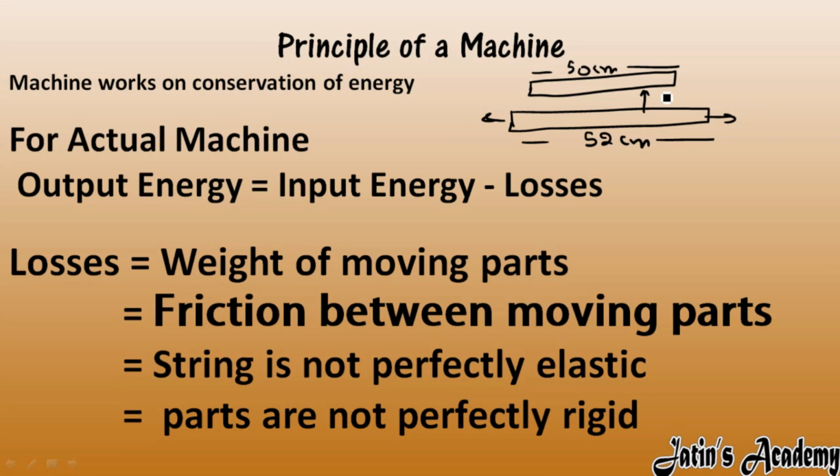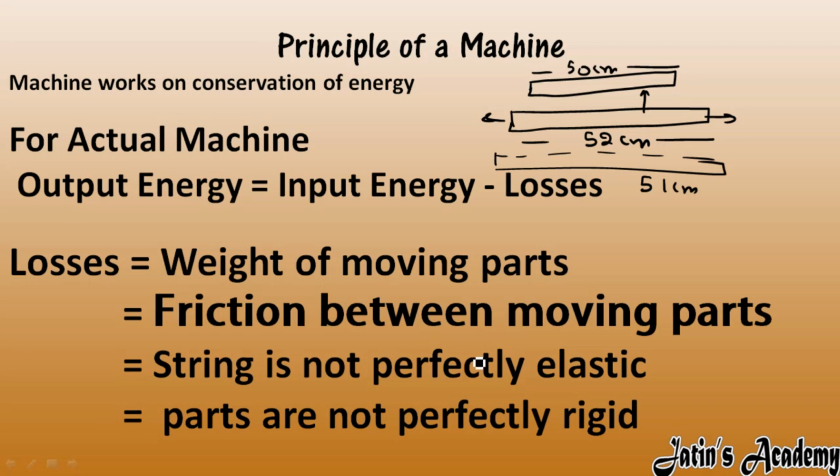if the rope or string comes back to the same length, same position, that string is called perfectly elastic. Or in some cases, in an actual scenario, when you apply the force and remove the force, there is a little bit of increase in the length of the rope. For example, it becomes 50 centimeter. Now the string is not perfectly elastic. So due to this not being perfectly elastic, it is considered a loss.